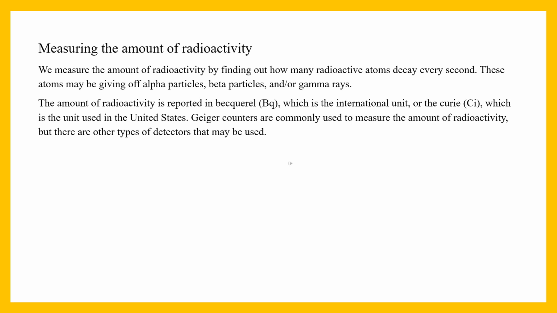Measuring the amount of radioactivity. We measure the amount of radioactivity by finding out how many radioactive atoms decay every second. These atoms may be giving off alpha particles, beta particles, and/or gamma rays. The amount of radioactivity is reported in becquerel, which is the international unit, or the Curie, which is the unit used in the United States. Geiger counters are commonly used to measure the amount of radioactivity, but there are other types of detectors that may be used.